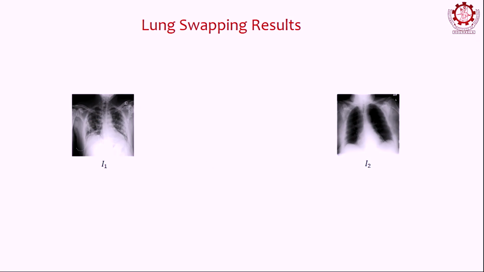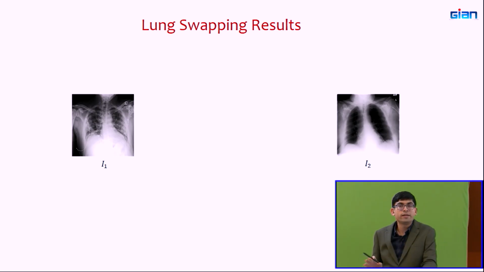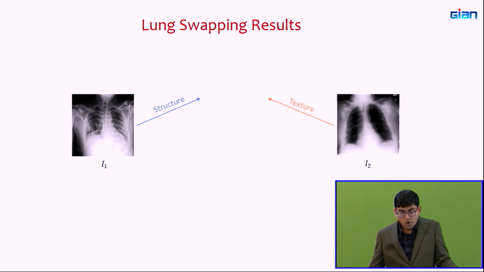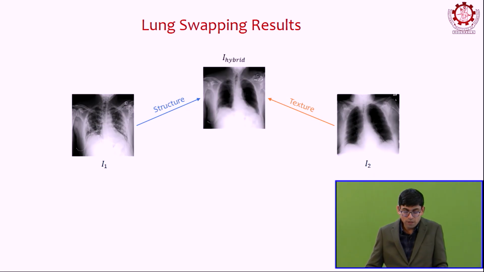Image 2 on the right is a healthy lung. You do not really see any diseases here, no pneumonia, nothing. It is an example of a clear lung. So, what we did was we took the structure of the first lung and the texture of the second lung, and we generated this hybrid image.